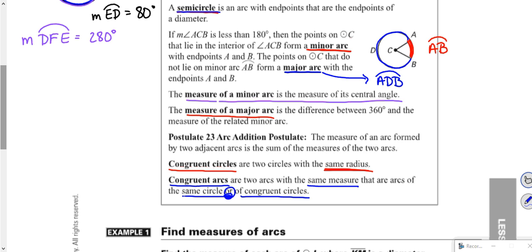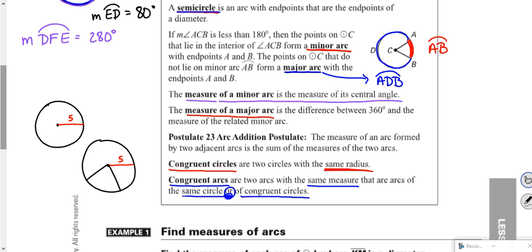Okay. So for instance, on that one, if I had this circle and I had this circle, and my drawing leaves a lot to be desired, but I said this radius was 5 and this radius was 5. And then I told you, this is A, this is B, this is C, this is D. I told you that this measure was 70 degrees and this measure was 70 degrees.